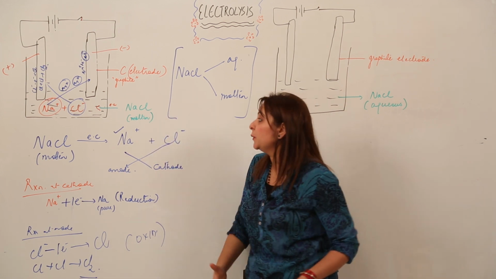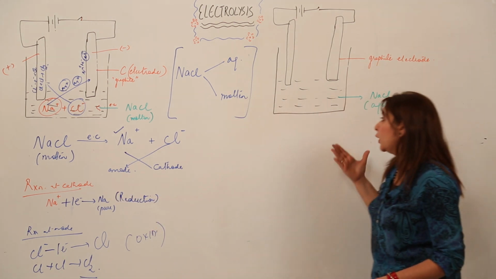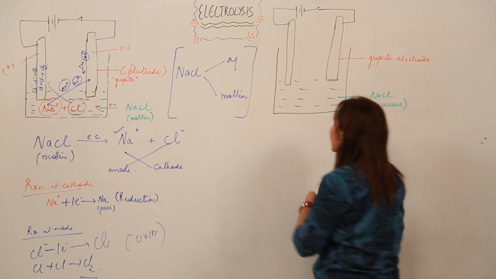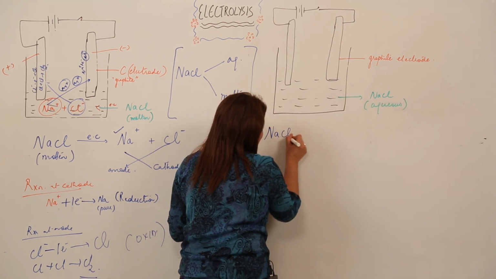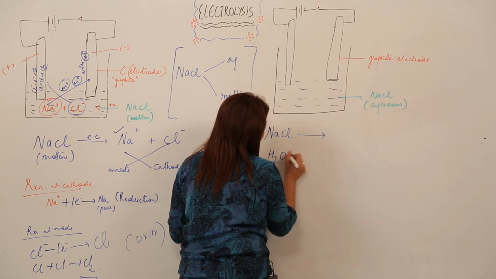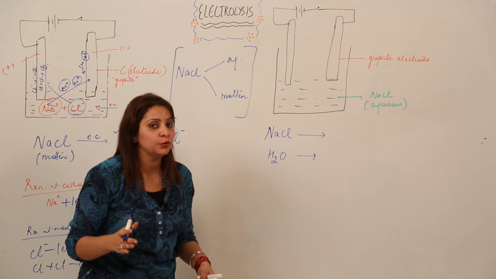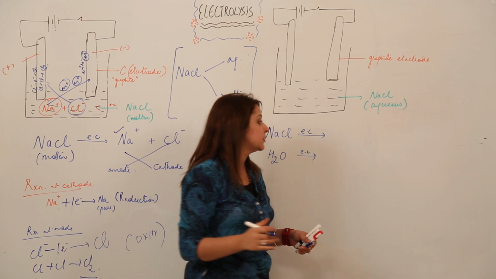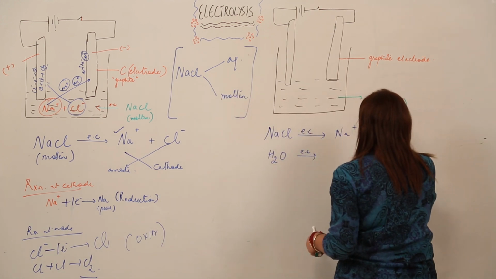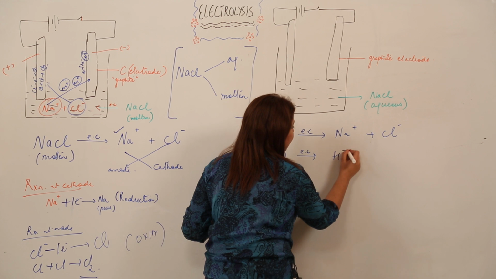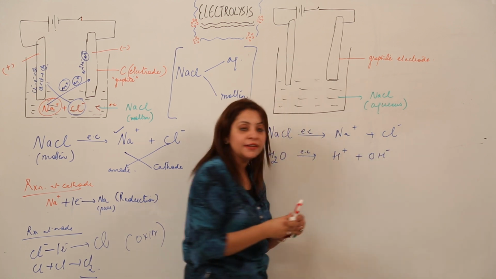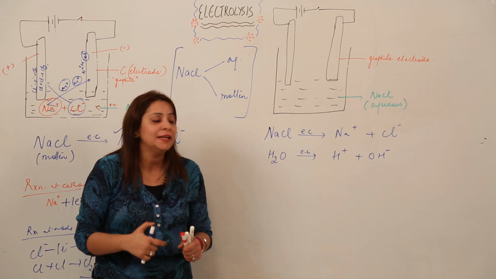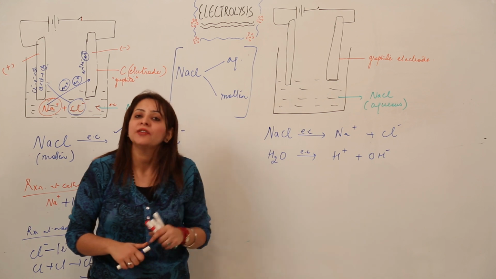Now, what is the difference between the electrolysis of molten NaCl and the aqueous one? Just look at the board carefully. Now we have aqueous NaCl. Aqueous means it has NaCl and along with that there is water too. So when we pass an electric current, both of them will get dissociated. It will form Na positive and Cl negative. Similarly, it will form H positive and OH negative, because both on passing electric current dissociate to form ions.